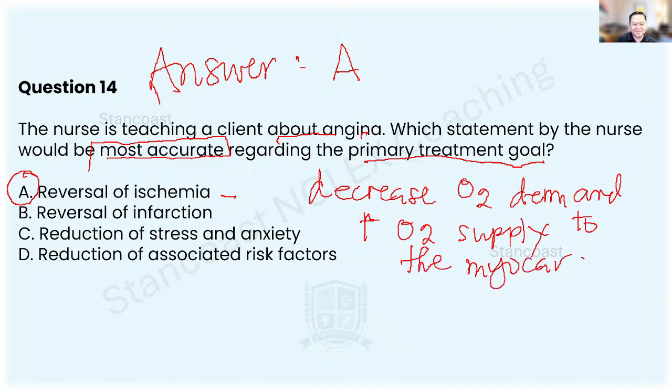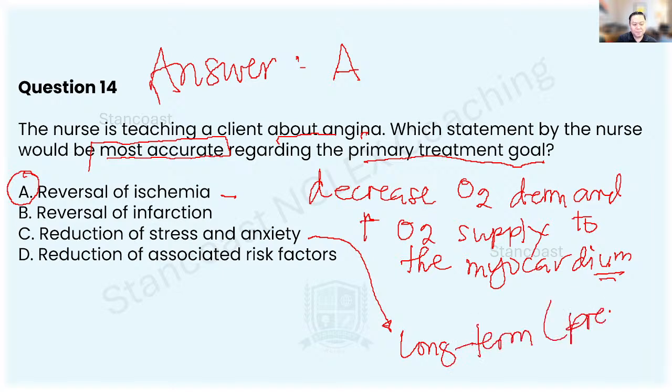We missed it. No worries. Remember that when we are treating a patient with angina pectoris, it's important that we're going to do the reduction of the stress anxiety. That is what we do in the long term, okay? So reduction of stress anxiety, this is going to be done for long term. This is more of preventive, okay? Preventive measures. But then again, primary treatment goal usually would be to reverse the ischemia. That is the first, okay?